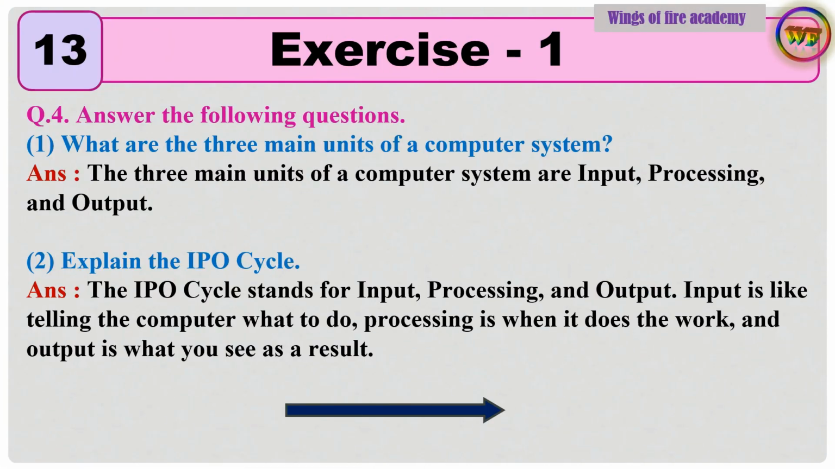Question number 4. Answer the following questions. 1. What are the three main units of a computer system? Answer: the three main units of a computer system are input, processing, and output. 2. Explain the IPO cycle. Answer: the IPO cycle stands for input, processing, and output. Input is like telling the computer what to do, processing is when it does the work, and output is what you see as a result.